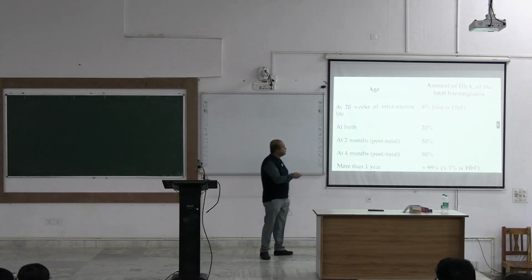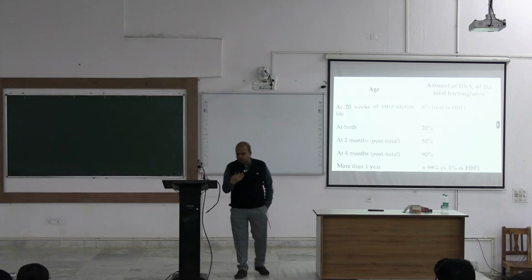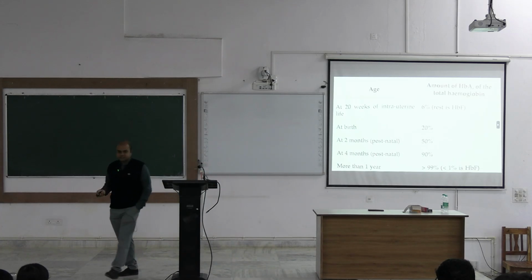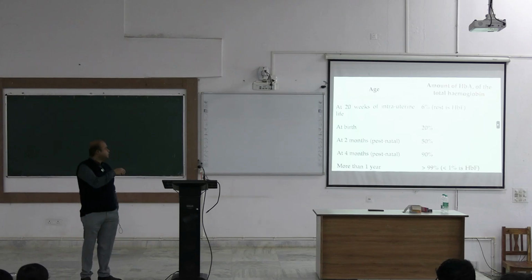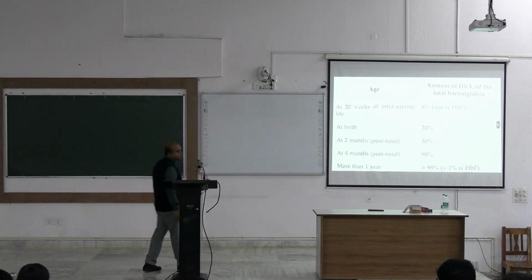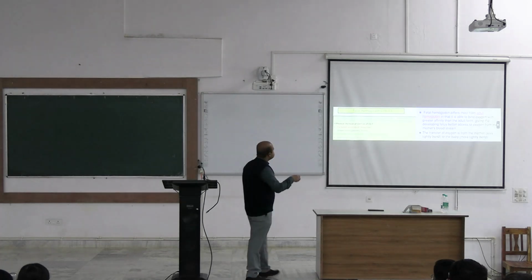At 2 months, it is 50%. That is hemoglobin A. Hemoglobin A2 and F are gradually coming down, that means in proportion. And after 6 months, or 1 year, it is more than 99% HbA or HbA1. Again, it varies. Nothing is 2 plus 2, 4 in medicine. It may be 97, 98, 99% in that range.